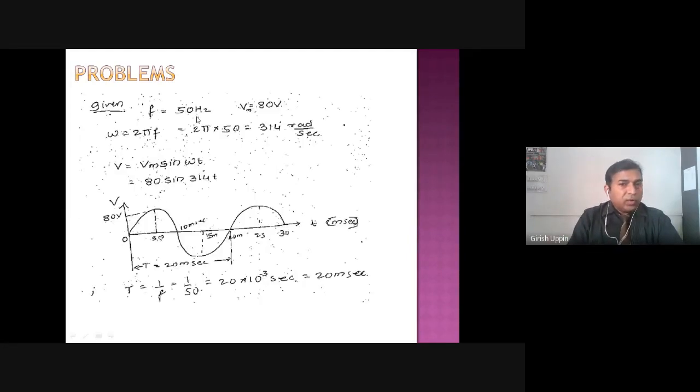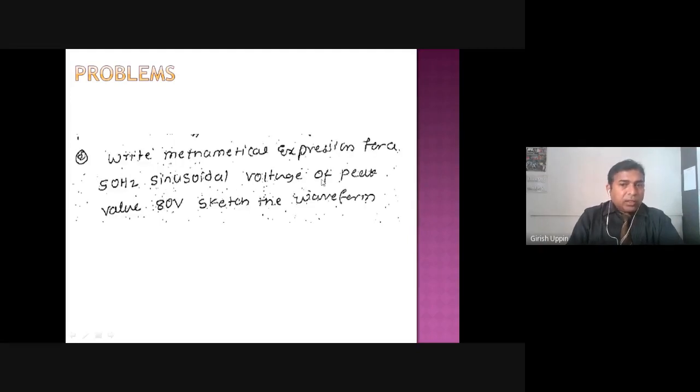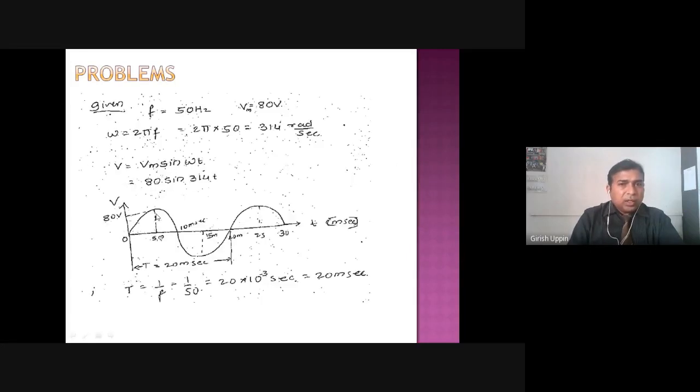So f is given as 50 hertz. The peak value is given. They either say the maximum value, peak value, or amplitude. You should be able to understand that particular terminology. So Vm is equal to 80 volt, and omega, we know that it is 2 pi f, that is 2 pi into 50. It will come as 314 radians per second.